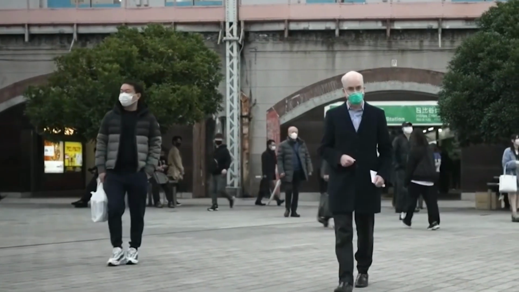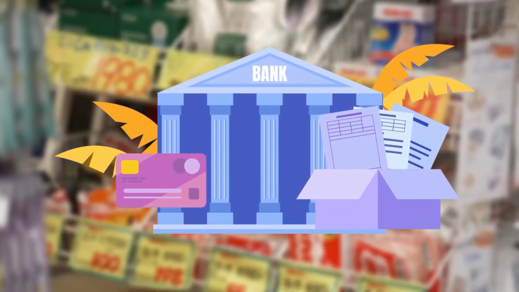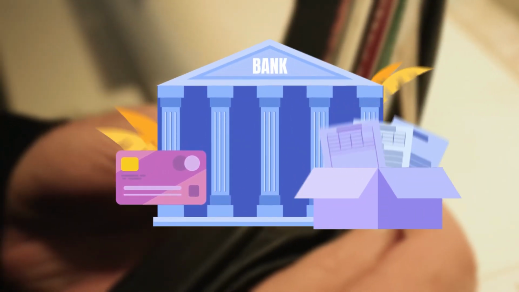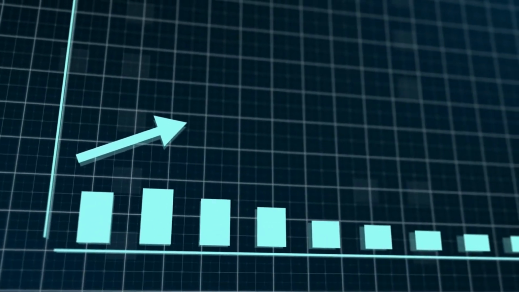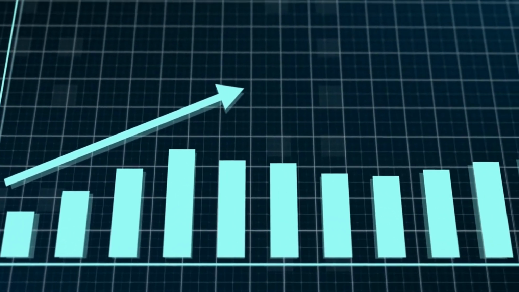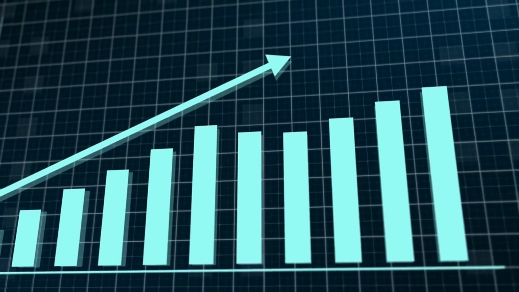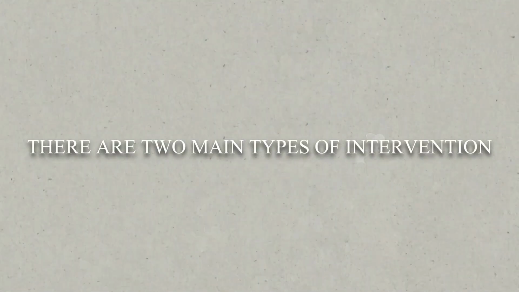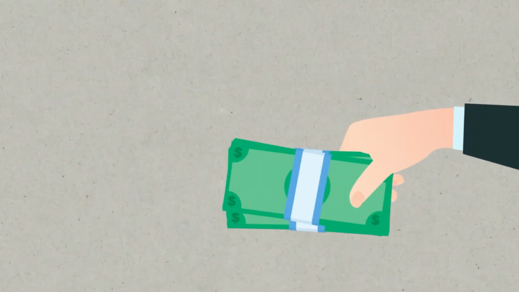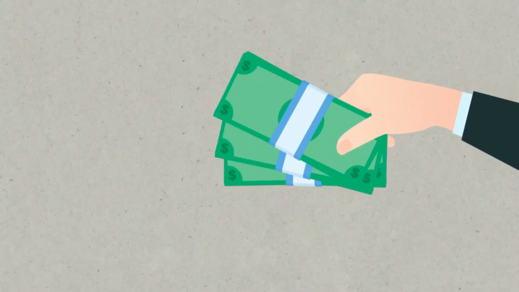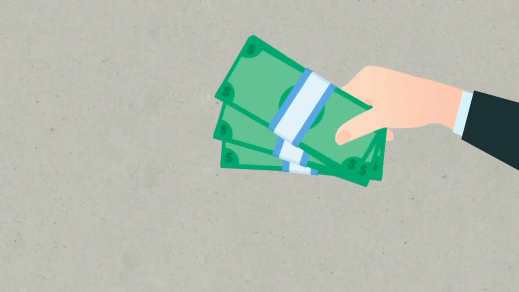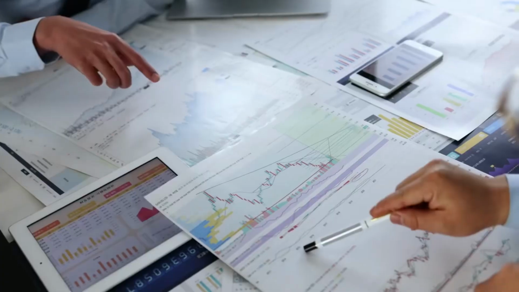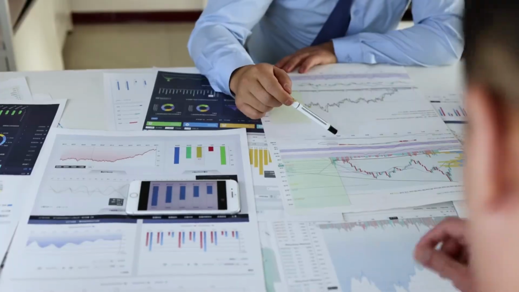Currency intervention is a policy action taken by a country's central bank or monetary authority to influence the exchange rate of its national currency. The goal is often to stabilize or adjust the currency's value for economic advantages. There are two main types of intervention: direct and indirect. Direct intervention involves the buying or selling of the country's currency against another currency, usually the dollar, to move the exchange rate in a desired direction.